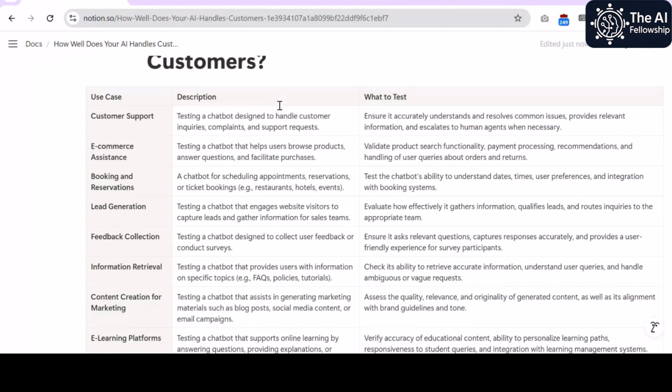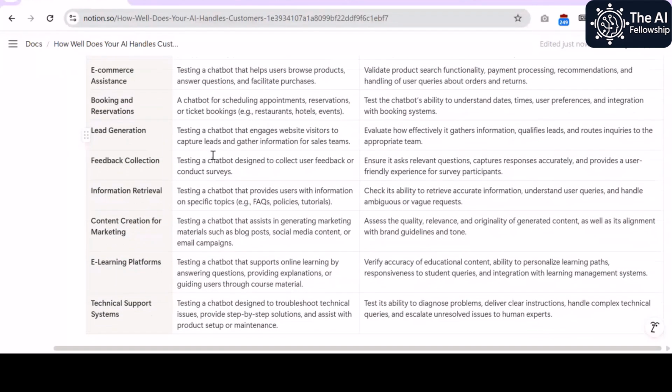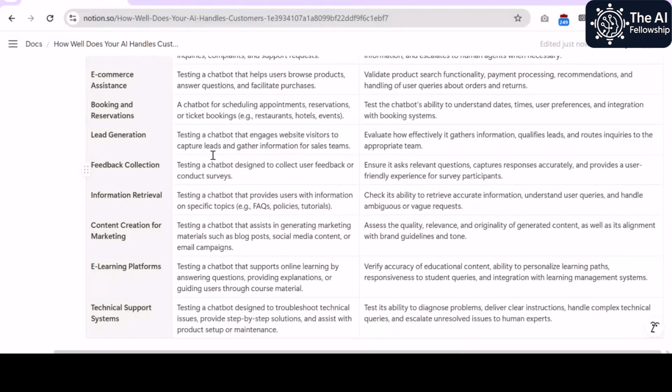So these are some very popular use cases. We typically have chatbots for customer support, for sales assistance, for bookings. Even those who are independent consultants can have a chatbot through which people can book. Those who provide coaching or counseling. So you can have a chatbot for booking and reservations, for lead generation, feedback collection, information retrieval.